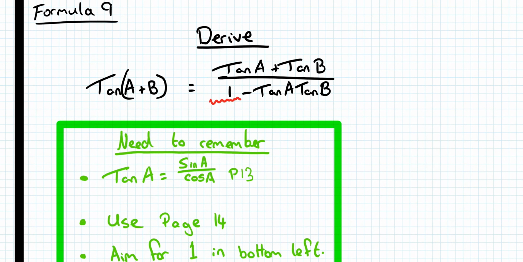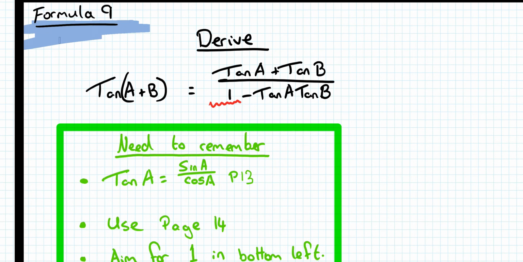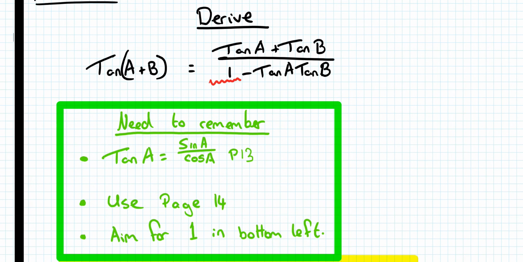Alright, so here we're looking at Formula 9, and before anybody says, what about Formula 8? We don't have to prove Formula 8 in the Leaving Cert, which is fantastic. So we're looking to prove tan(A + B) is equal to (tan A + tan B) over (1 - tan A tan B). This is the most common one that has come up in the exam, so it's really worth looking over.